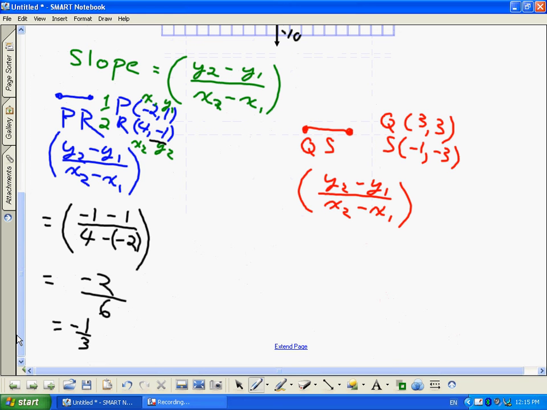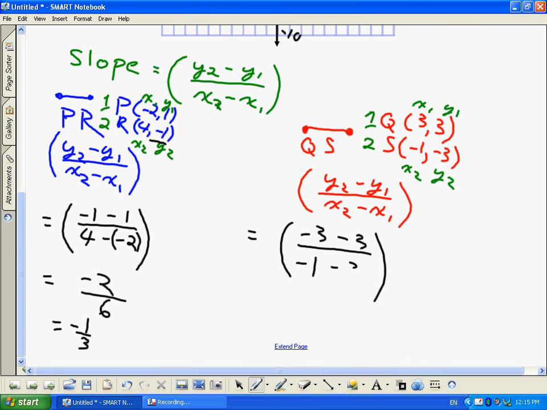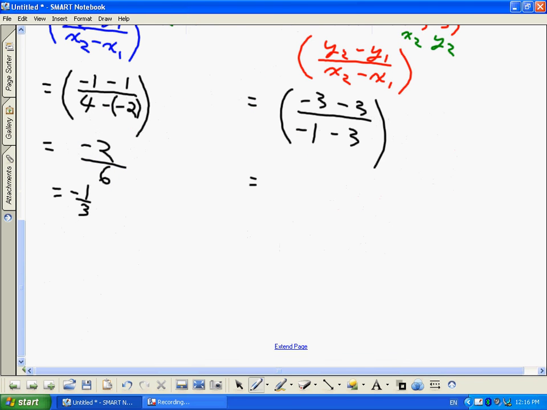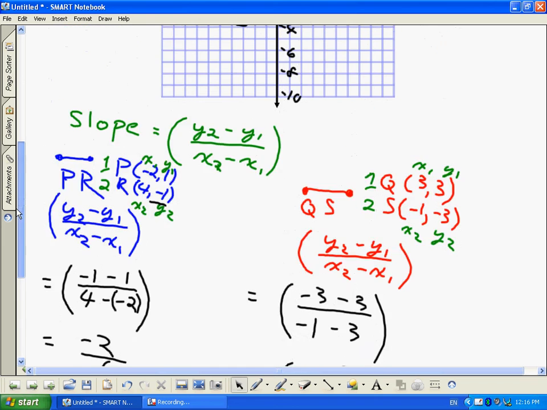Q and S, same idea. We'll give Q our 1s and S our 2s, so this is X1, Y1, X2, Y2. And we'll plug them into the formula. Same idea, we'll use black again. So Y2 is negative 3. Subtract Y1, which is 3. All above X2, which is negative 1, subtract X1, which is 3. Carry out BEDMAS. Negative 6 over negative 4, which is equal to 3 over 2. So again, let's take a look. This says the slope of our other line, QS, is 3 over 2.